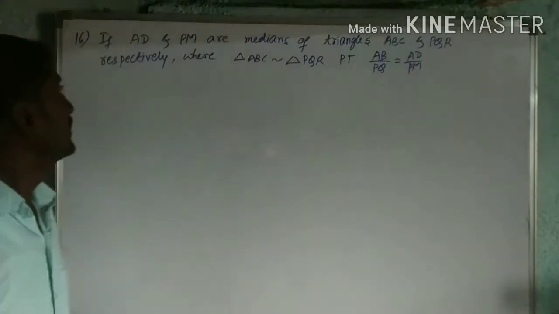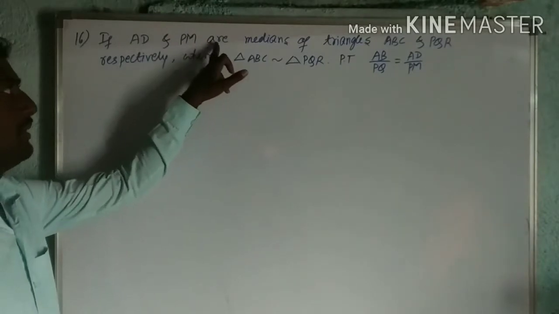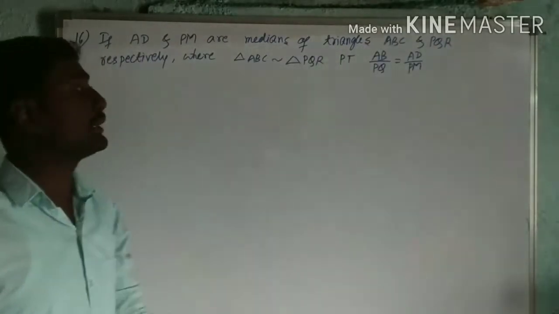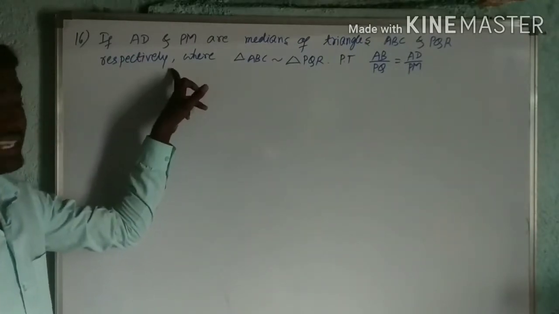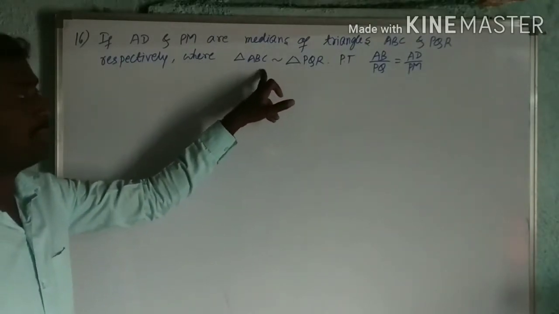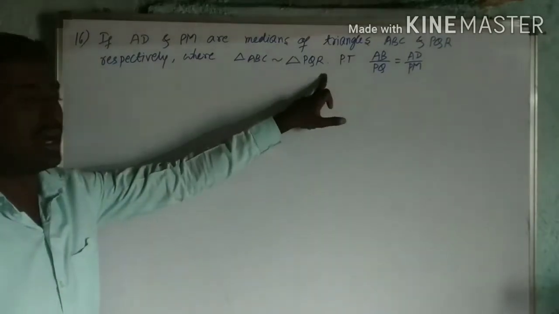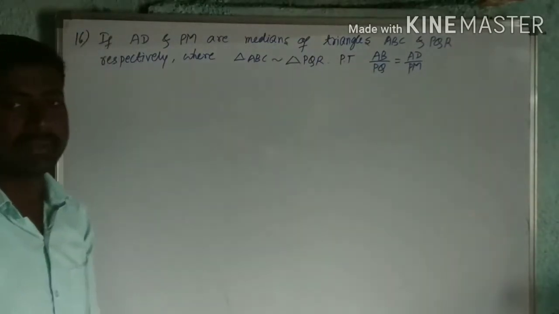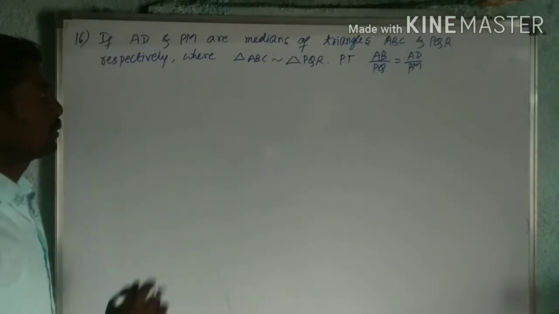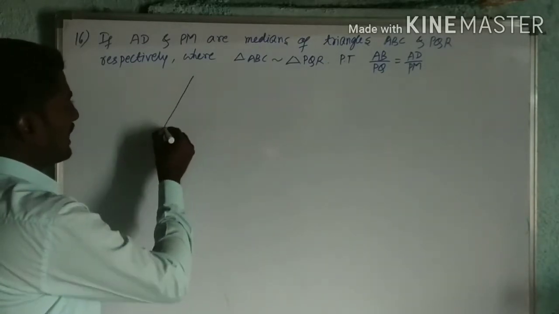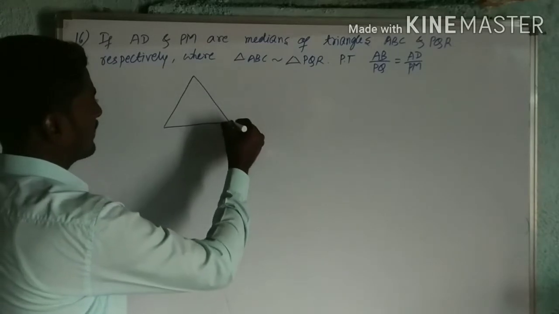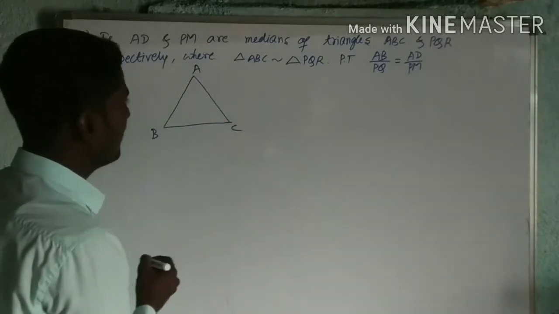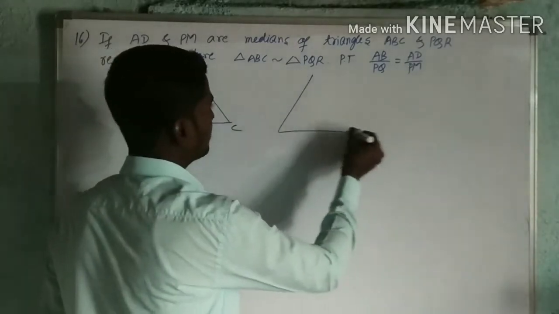Next one. If AD and PM are medians of triangles ABC and PQR respectively, where triangle ABC is similar to triangle PQR, prove that AB by PQ is equal to AD divided by PM. First we shall draw two triangles, those are ABC and PQR. So this is ABC and another triangle, that is PQR.